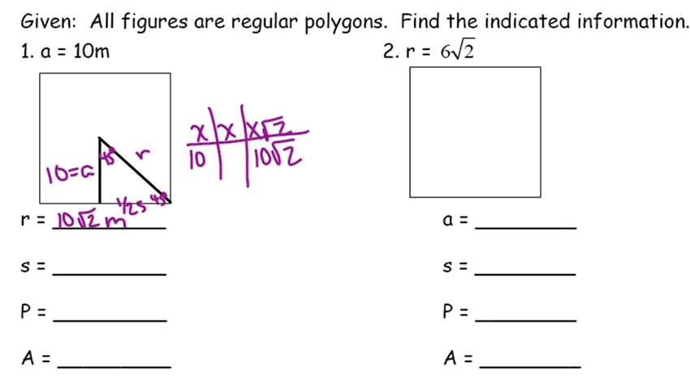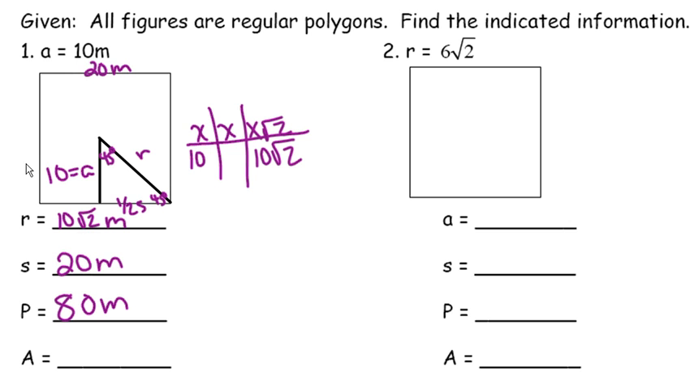Units are going to be very important, so be sure you put units down with each and every one of these, or I'm going to have to take off points. Okay, so my radius is 10 radical 2. If my half side is 10, because if this is 10, this is 10, then my whole side is going to be 20 meters. My perimeter, if each side is 20 meters and there are 4 sides, is going to be 80 meters.